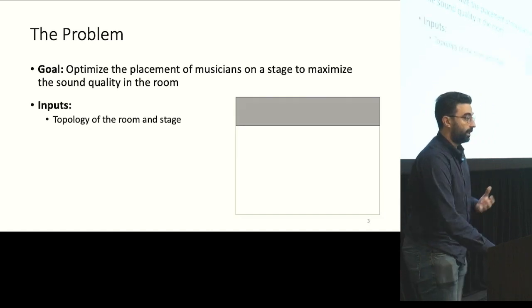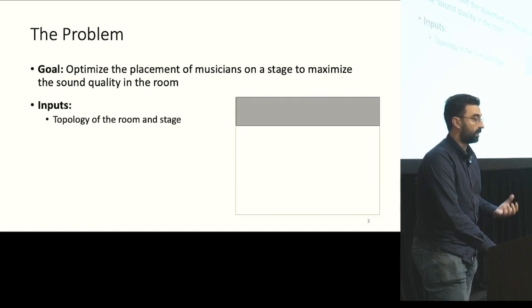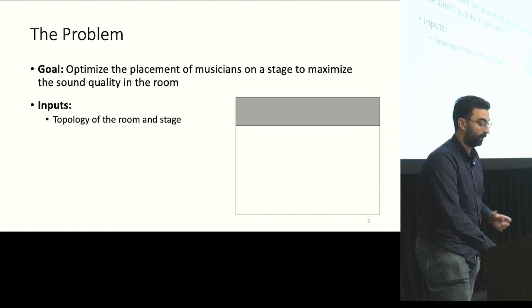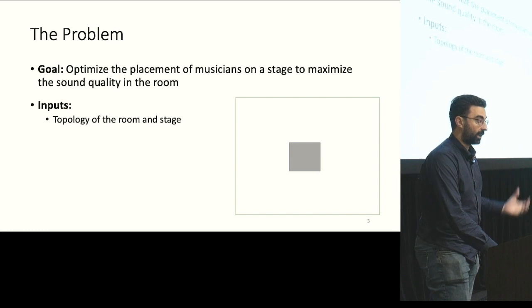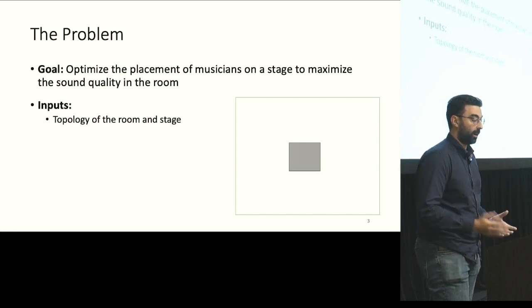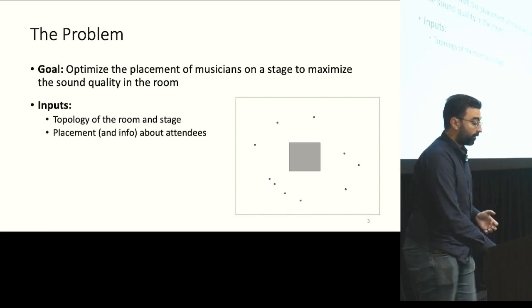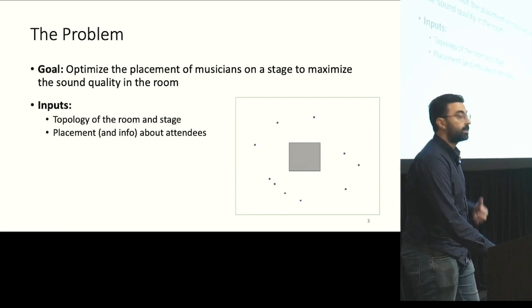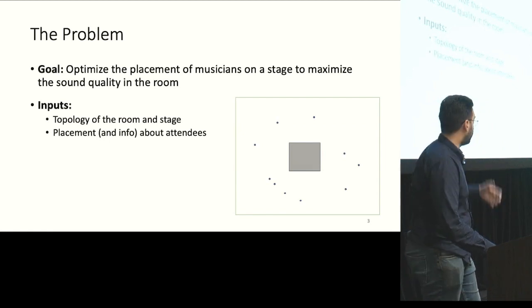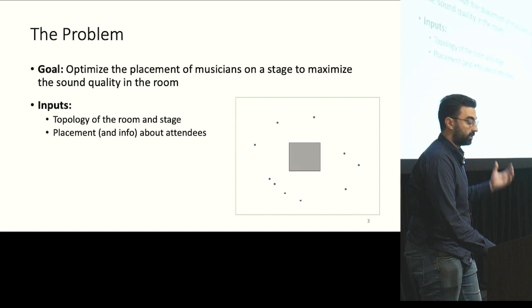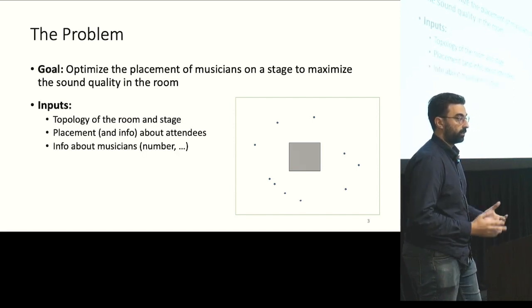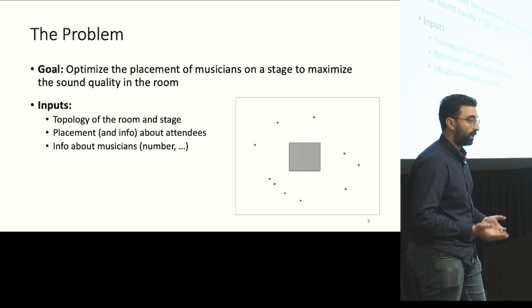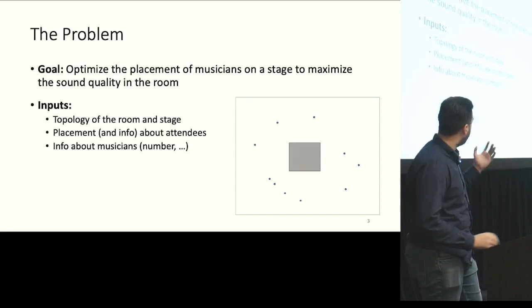Contestants were given as inputs first the topology of a room and the stage. The stage was considered to be a rectangular area inside the room, and you would have, for instance, a stage at the top or a stage at the middle. There was a lot of variety in how the stage was placed. On top of that, you had the placement and some information about the attendees, who would be spread out in the room outside of the stage, and some information about the musicians you had to place on the stage, so their number and also some extra information, such as the instruments they are playing. More information about this in a minute.